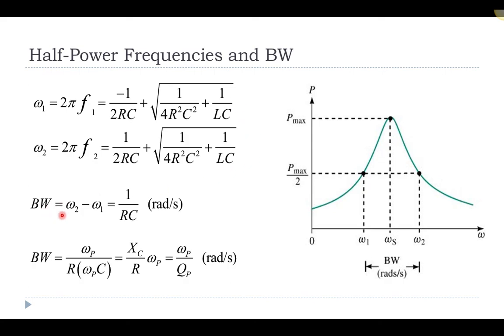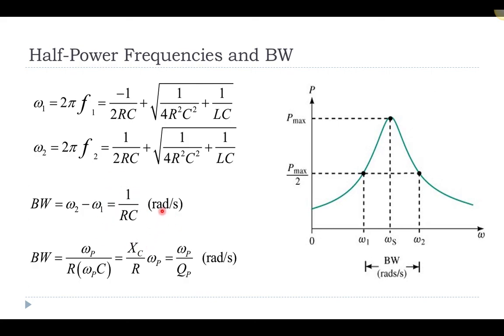The bandwidth is just the difference between the upper half power frequency and the lower half power frequency. If I take the difference between these two, I get 1 over RC. Because the square root terms are going to cancel and the terms out front are the same, they just have a factor of a half in front of them. This would be the answer in terms of radians per second. If I wanted to know what the answer was in terms of hertz, I would have to divide that answer by 2 pi.